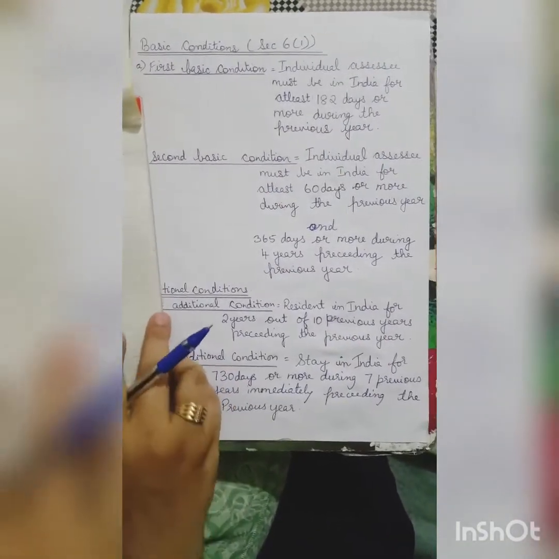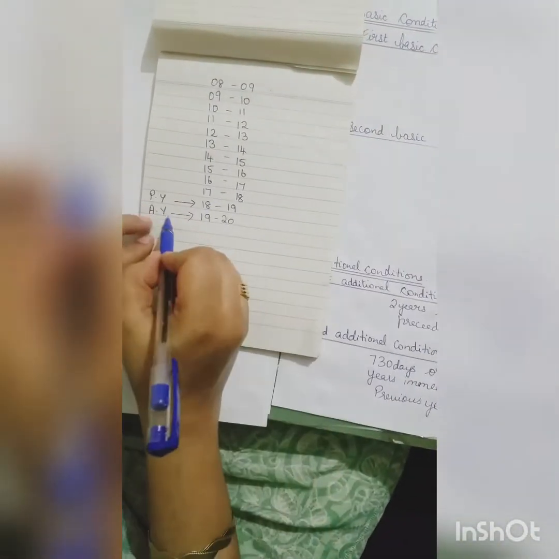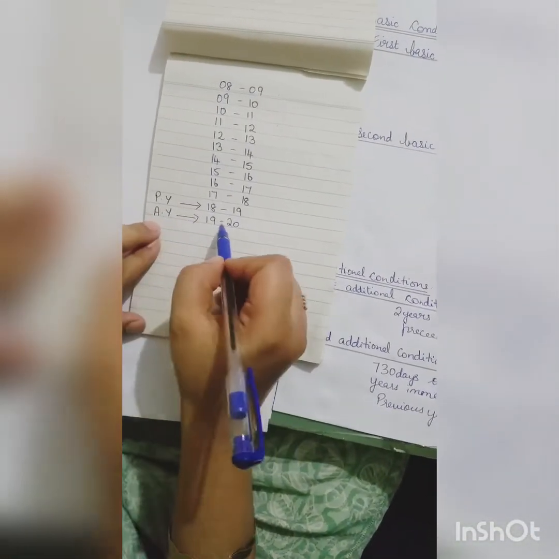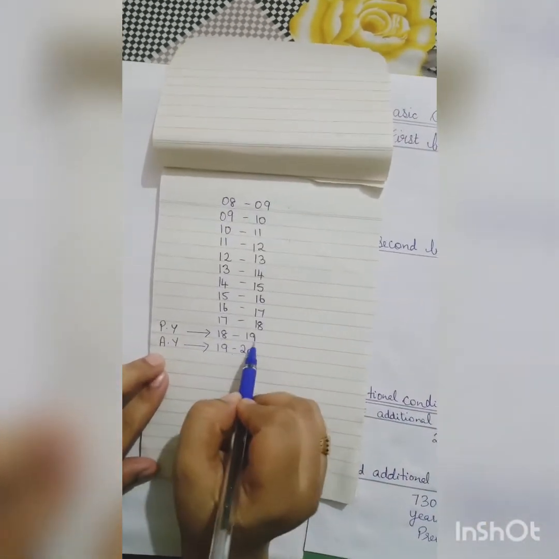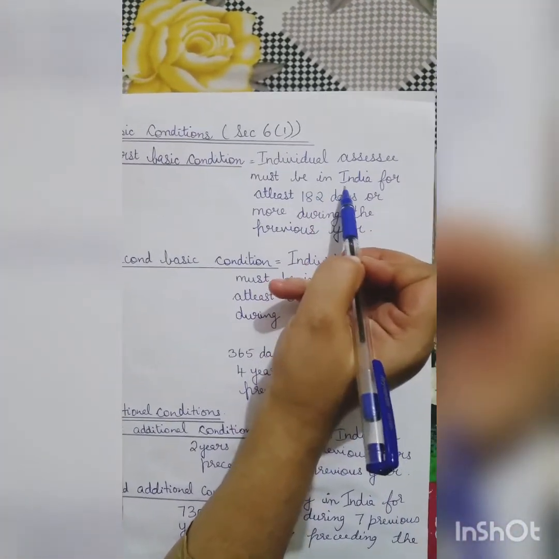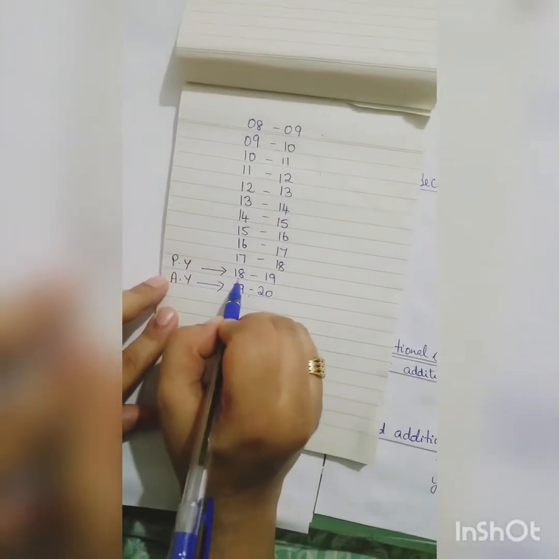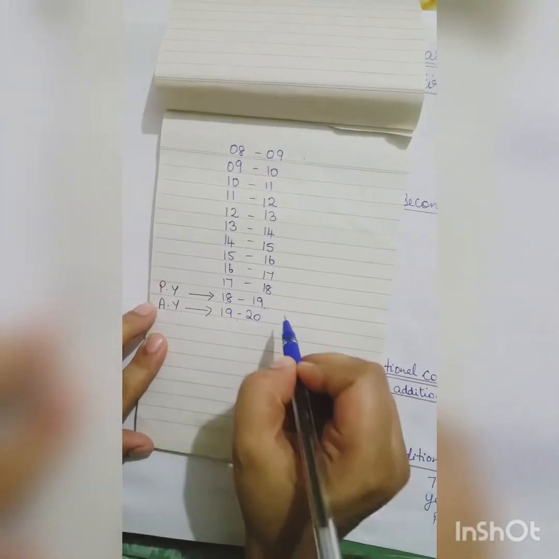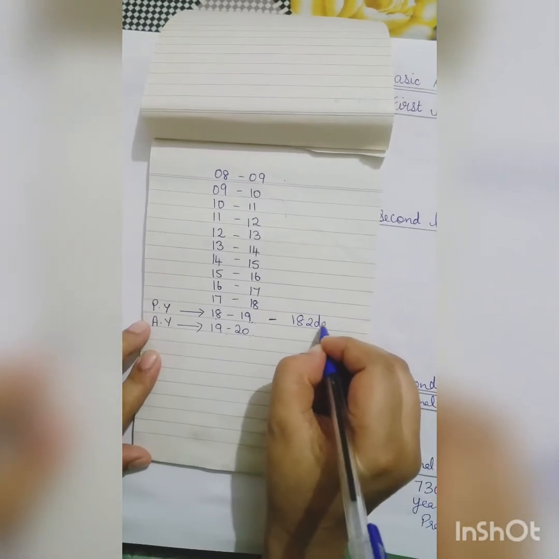For the purpose of computing residential status, we should always write down the previous year and 10 years above it. Let's assume our assessment year is 19-20. In that case, the previous year will be 2018-19. As per this condition, the individual assessee must be in India for at least 182 days or more during the previous year, which means as per the first basic condition, in this previous year 2018-19, the individual assessee must be in India for at least 182 days or more.